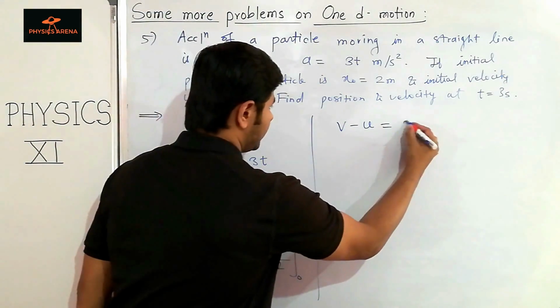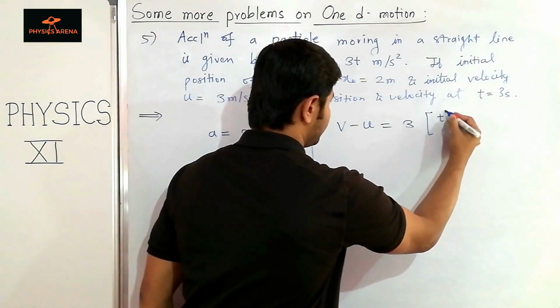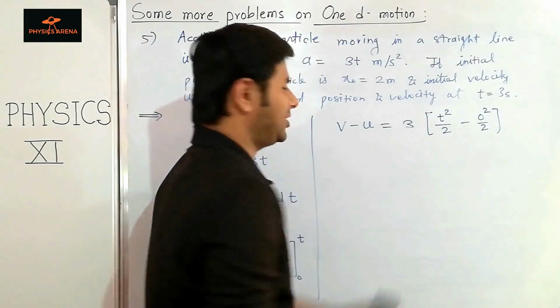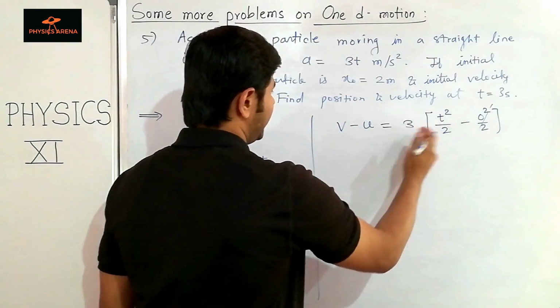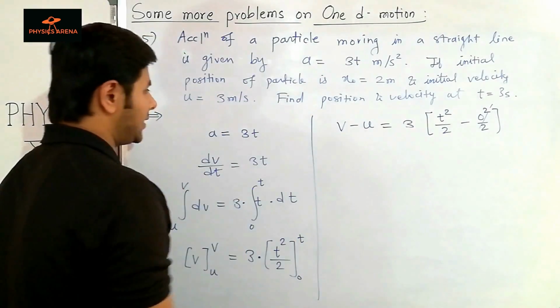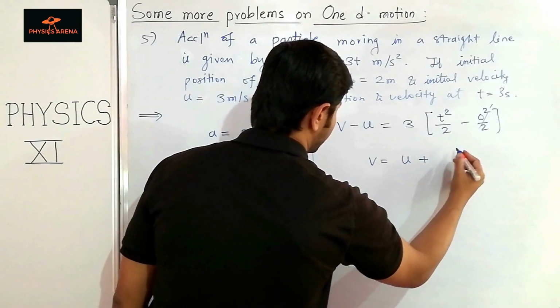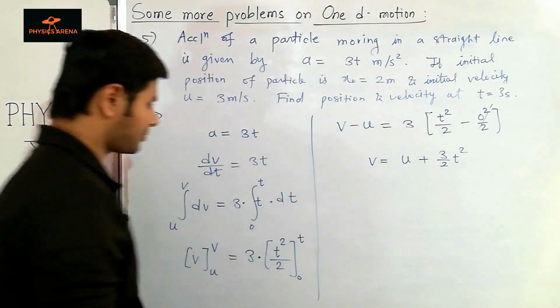It is equal to 3 times t square by 2 minus 0 square by 2. So it is 0. Okay, this thing is 0. So we have 3t square by 2. Let's take u on the other side. So we have v equals u plus 3 by 2 t square.